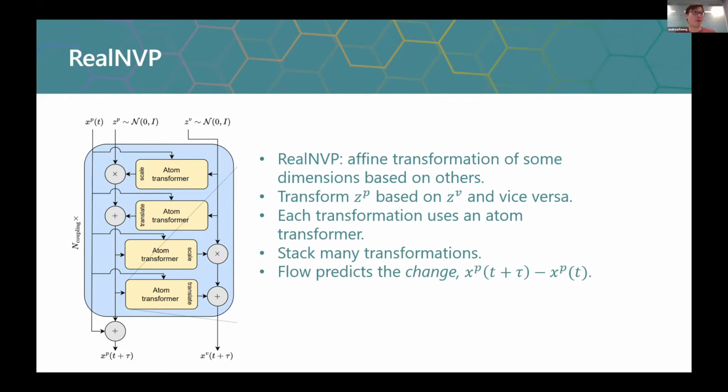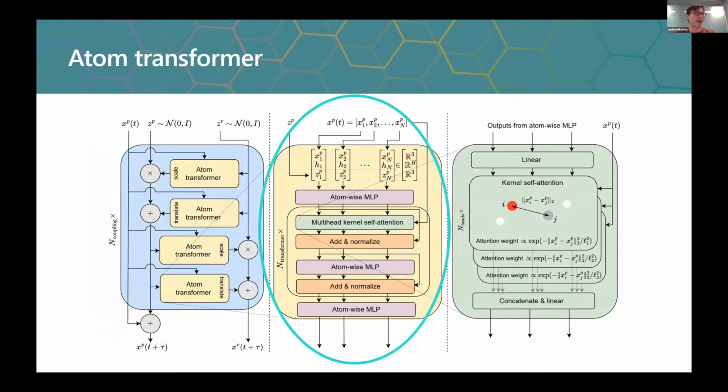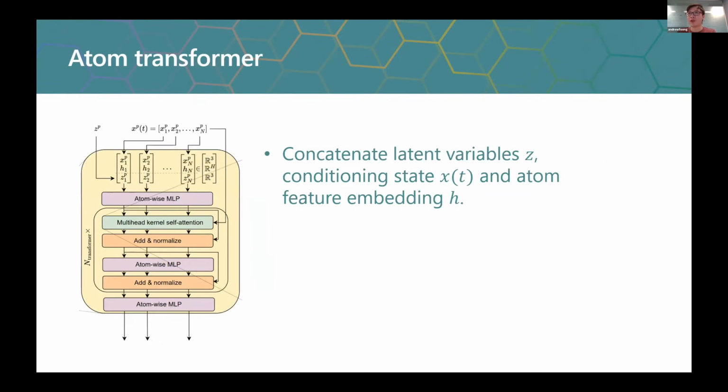One more thing to note is that our flow does not directly predict the output. It predicts the change in the input to produce the output. So it's maybe like a residual model in that sense. And then now let's talk about the atom transformer that I've mentioned already. So the atom transformer looks a lot like a regular transformer.